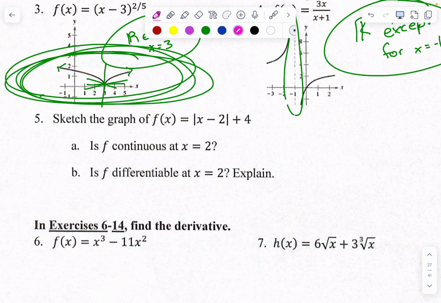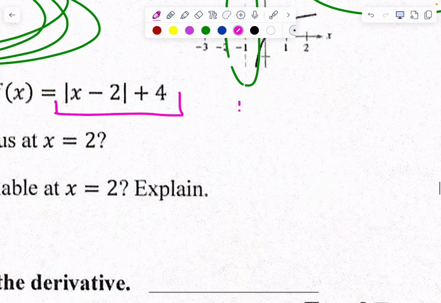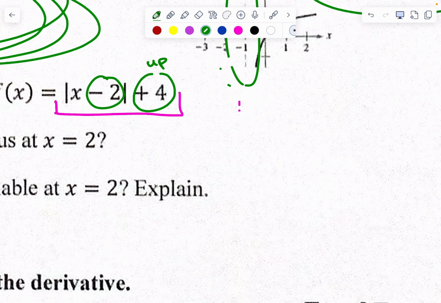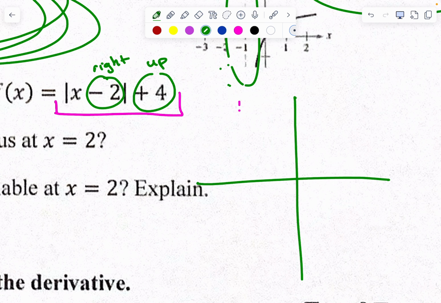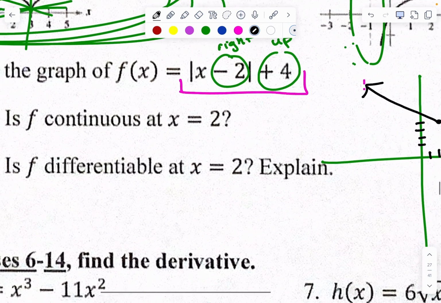Okay. Sketch the graph of this function. What does it look like? We just talked about this, it's a V. How is it moved? Right 2 and up 4. So I'm going to go right 2, up 4: 1, 2, up 1, 2, 3, 4. It's at a perfect 90-degree angle, whatever you want to call it. Like that.